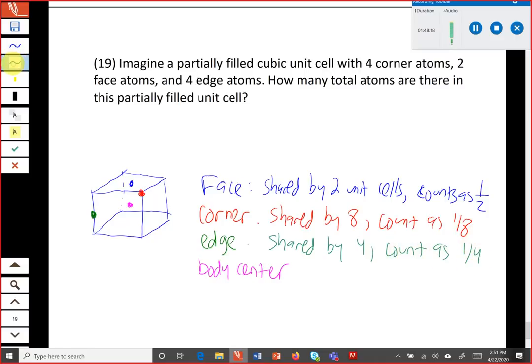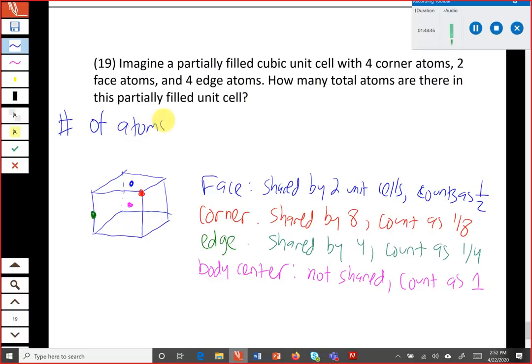And then finally, the body center position, which we don't actually have in this problem, but just for completeness, I'll include it. This is not going to be shared because it's completely inside the unit cell. So when you stack the blocks together, it doesn't border 2 or more different cells. It's just right in the middle of one of them. And so that's going to count as a full atom. All right, so those are the different ways that we count the atoms when they're arranged on a cubic unit cell. And for this problem, that's all we're doing, we're just going to count them in this way.